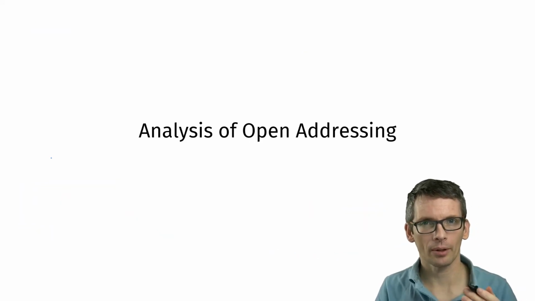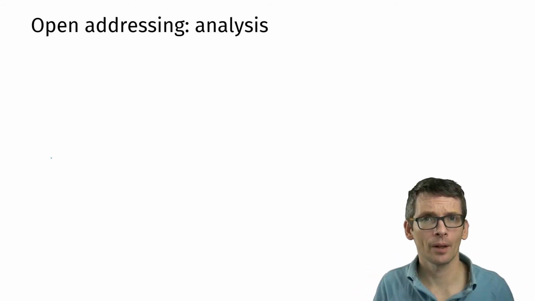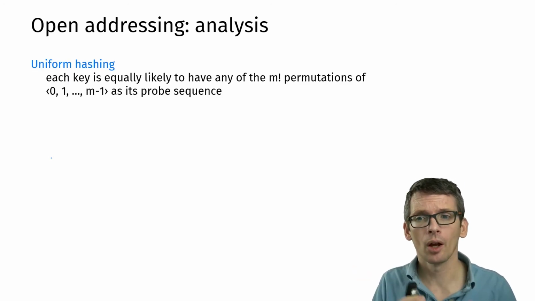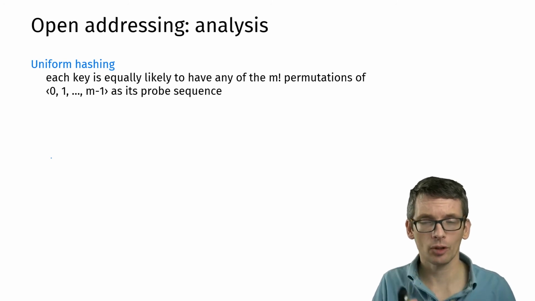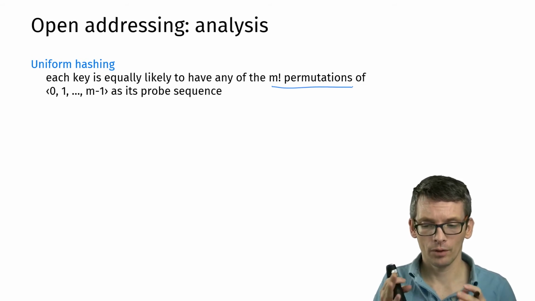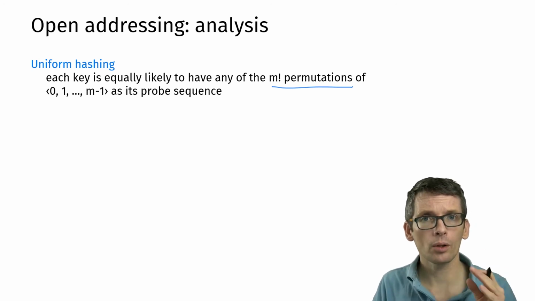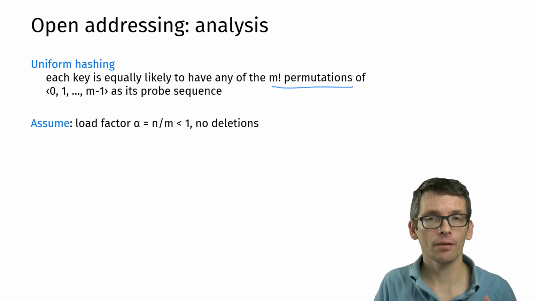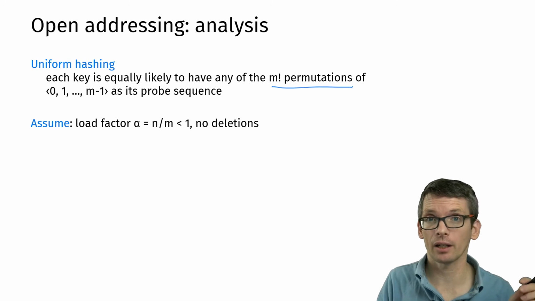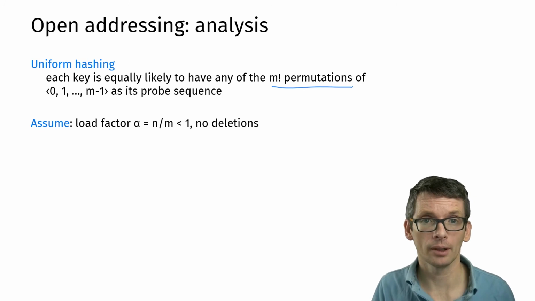Let's analyze open addressing. Again, we will need to assume some kind of randomness from the hash function, not only of the hash function, but of the probe sequence. So instead of the simple uniform hashing assumption, we now have the uniform hashing assumption, meaning that any of the permutations of 0 to n minus 1 is equally likely as a probe sequence. We also need to assume that the load factor alpha is smaller than 1. And we're going to assume that we haven't had any deletions yet, because as we know, deletions can mess up how long the search time is.